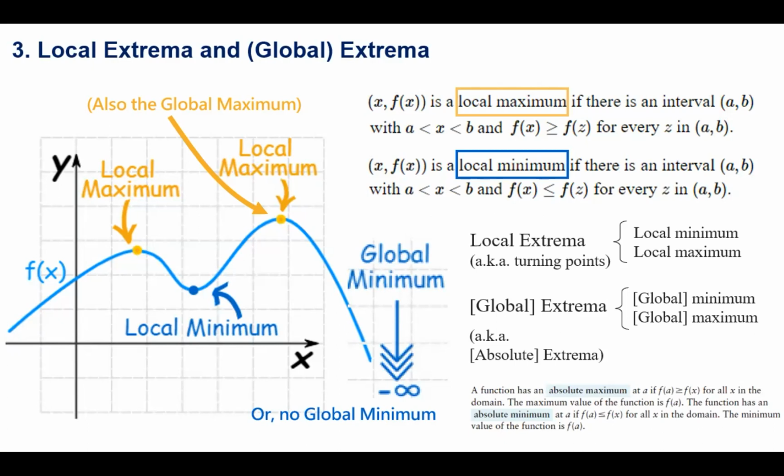Any questions? Okay, so this is the concept of local minimum or local maximum. Local minimum and local maximum are summarized into one word, which is local extrema, also known as the turning points. So basically, a local extrema could be either a local minimum or a local maximum. Okay, next, let's have a look at the global extrema, which might be a global minimum or a global maximum. Global extrema is also known as absolute extrema.